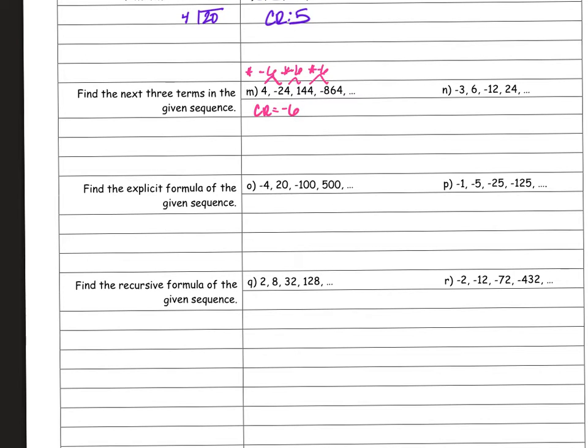So negative 864 times negative 6 is 5,184. Now I'm going to take 5,184 and multiply it by negative 6. Good. And I get negative 31,104. Okay, I need one more because it says 3 terms. Whew, this one's going to be big. So I take negative 31,104 and multiply by negative 6, and I get 186,624. Okay, and that is it. So go ahead and pause and do the next problem N, and have your answers ready for the end.